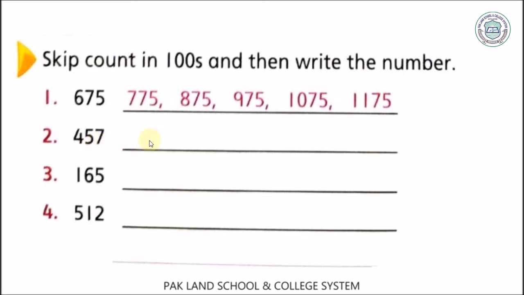Next we have 457. It will be 557, 657, 757, 857. Next example we have 165. It will be 265, 365, 465, 565 and 665.